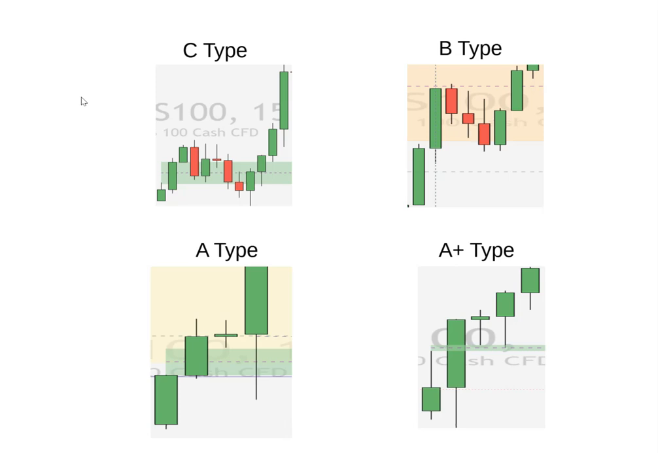Type C, price trades completely through the bullish fair value gap, closes below it, but eventually reverses and runs higher. Type B, on the other hand, trades through and fills the fair value gap, but does not establish the same bearish close below it, and then it runs higher. Type A, price trades into the fair value gap, may penetrate consequent encroachment, but closes back above it and continues higher. And A plus fair value gap, price trades into the fair value gap but does not even trade below consequent encroachment before returning and continuing higher.